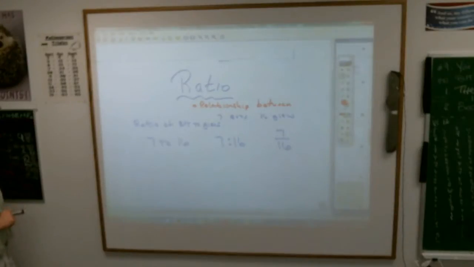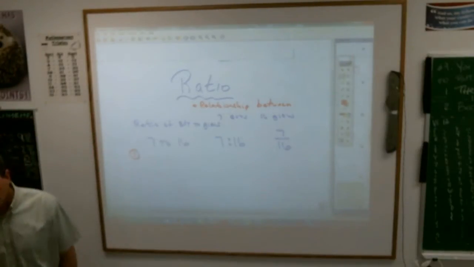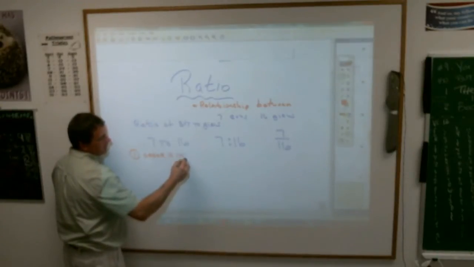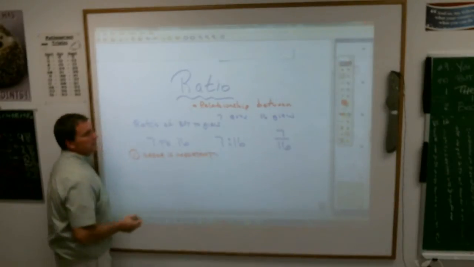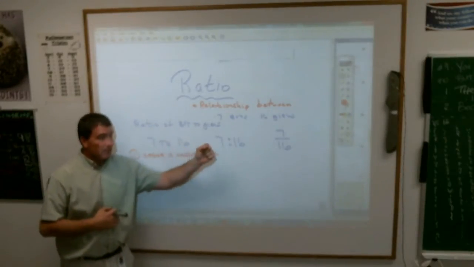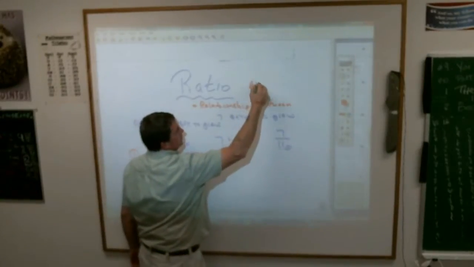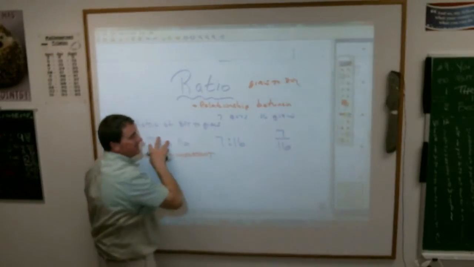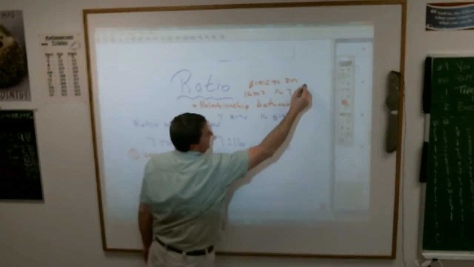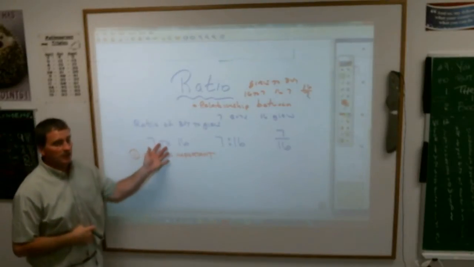I'm going to talk just a little bit about that. Some things you have to remember about ratios. Number one, order is important. That means this: my ratio is boys to girls, so boys has to be first, girls has to be second, boys on top, girls on bottom. If I flipped it around and asked you the relationship of girls to boys, these would all be the same except completely flipped around. It is 16 to 7, 16 to 7, and 16 to 7. So the order is important in a ratio. The first one given has to be the first one listed, second one, second one.